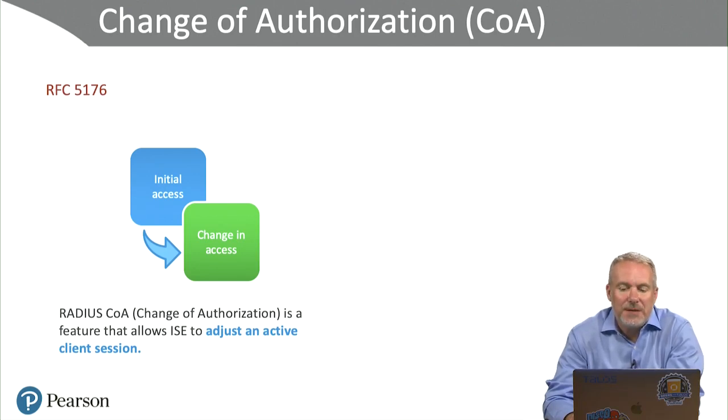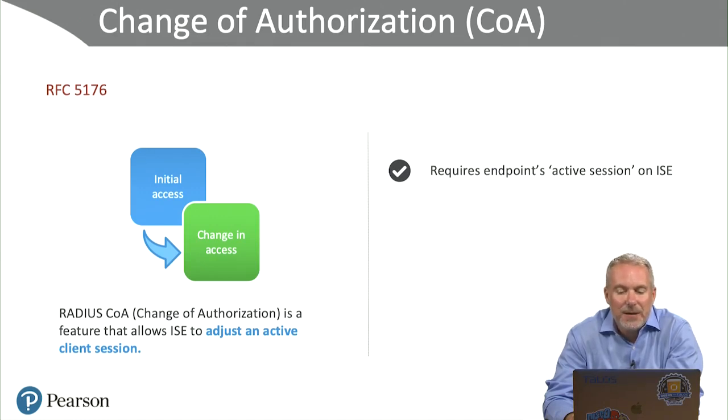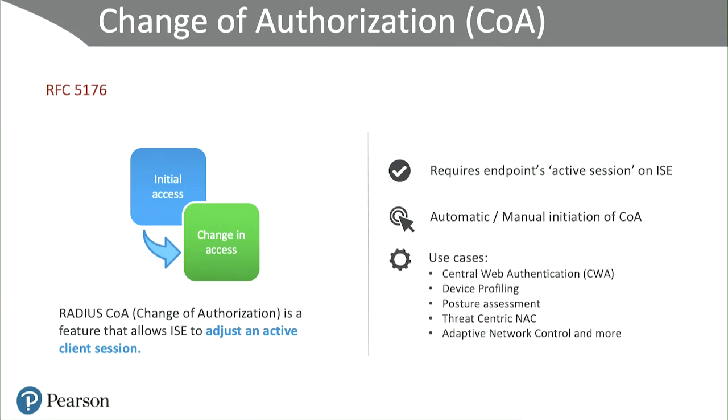ICE uses RFC 5176, which is RADIUS Change of Authorization, or CoA, as you will see in a lot of documentation. CoA allows ICE to alter the authorization result after one has already been applied to the session. To use CoA, ICE must have an active session in the session database. CoA can be automatically or manually performed by an administrator.